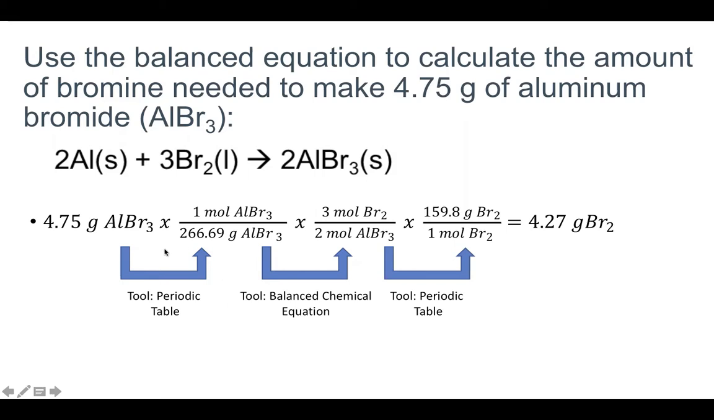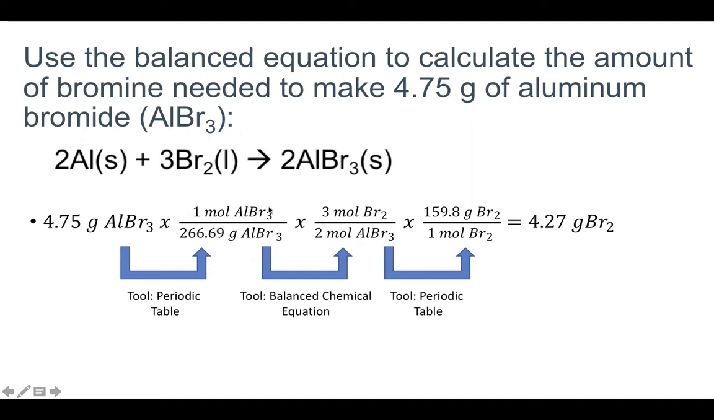Okay. And so you're going to, again, add up all the molar masses for aluminum and bromine times 3, because there's 3 of them. And you get 266.69, and that's grams per mole. But since I'm trying to get rid of the grams, grams goes on the bottom, moles goes on top.